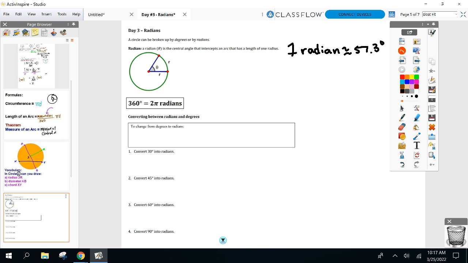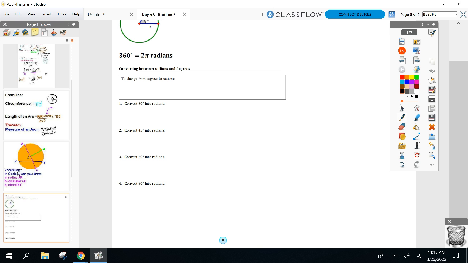So all I want to do with you today is, if I have a degree measure, how do I turn it into radians? And if I have a radian, how do I turn it into degrees? Let's start with, if I have a degree measure, how do I turn it into a radian? The way we're going to do it is we're going to multiply the degrees by a fraction. So take my degree measure and multiply it by a fraction.